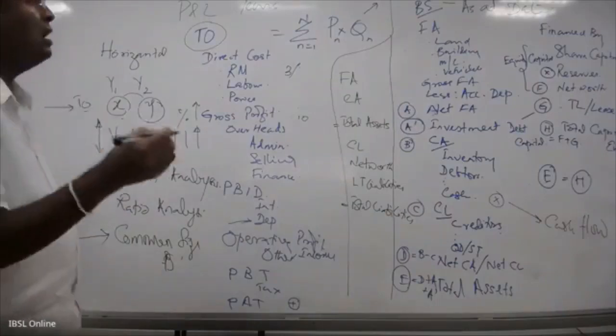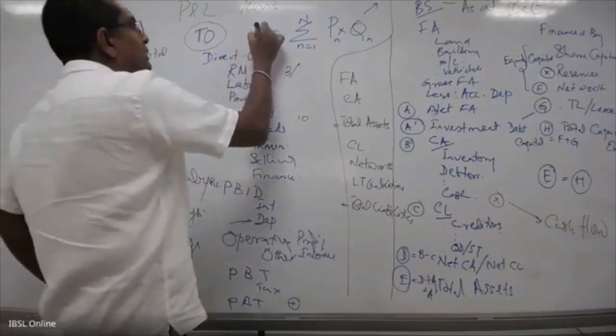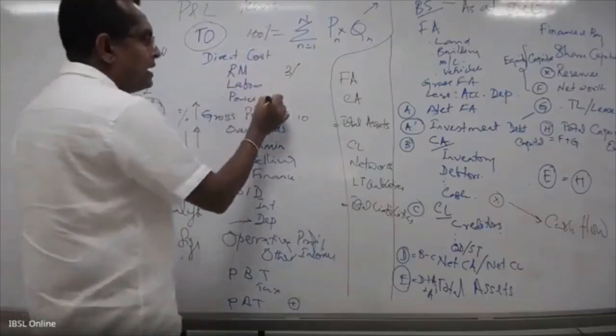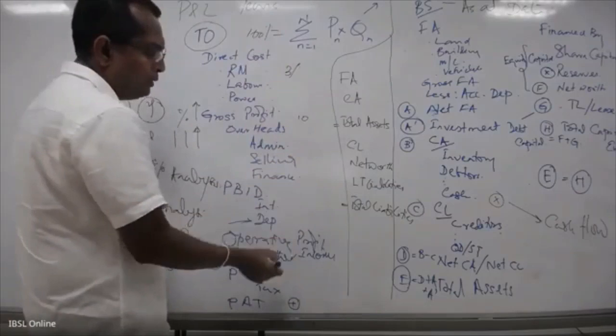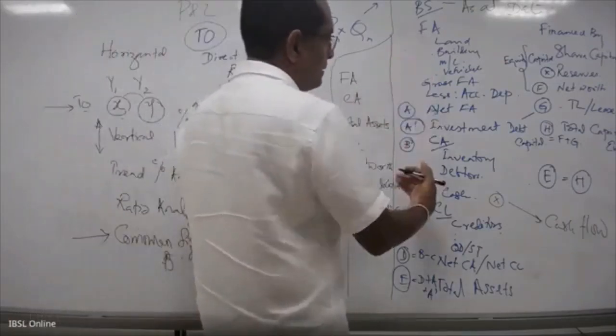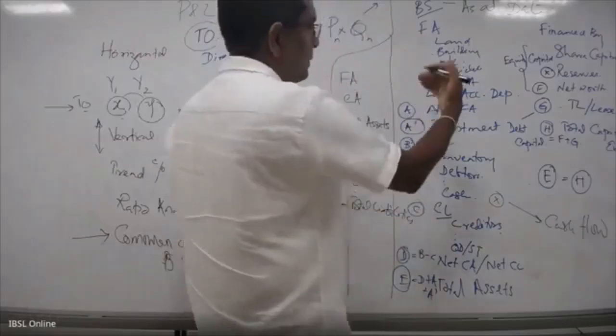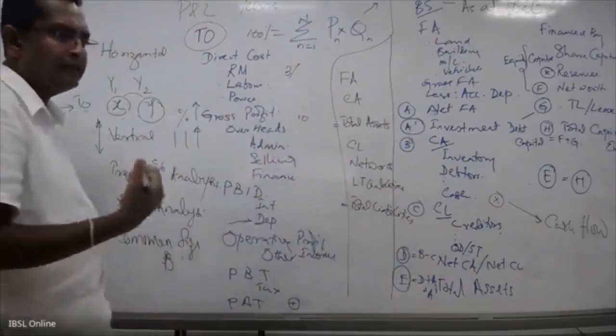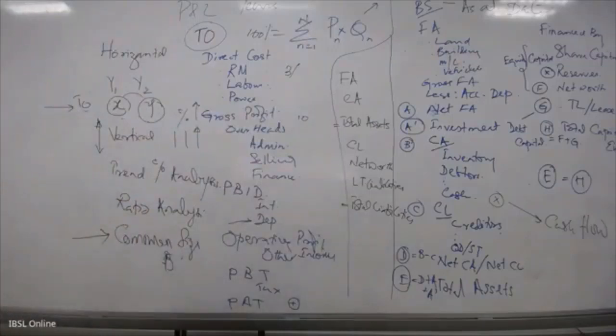Like turnover is 100%. Everything will be represented as a percentage to the turnover. Fixed asset, total assets is 100%. Everything is represented based on total assets as a percentage. Why we are doing that?